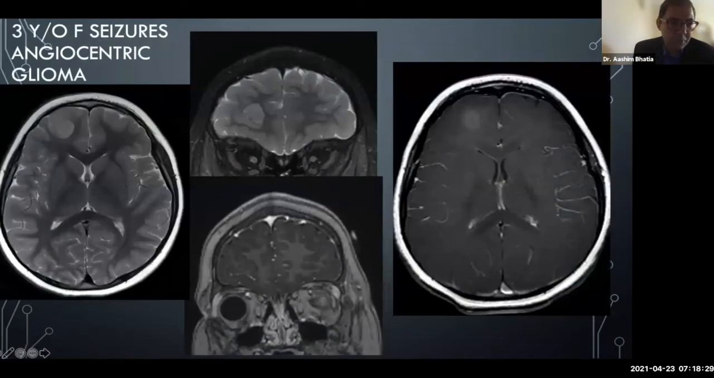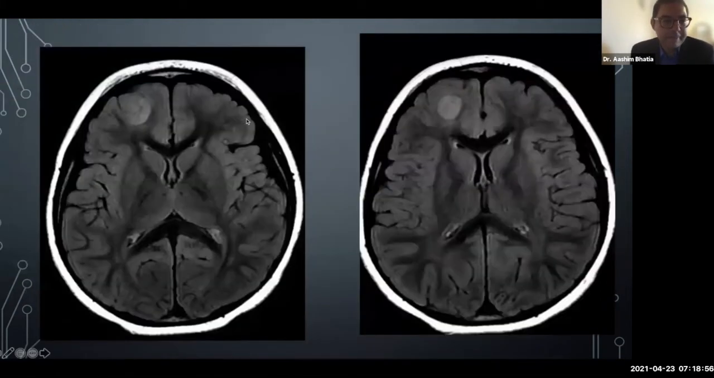Here's a little better example where the borders look well-defined medially, but laterally and anteriorly, they're more ill-defined. So that might be that infiltrative component to the angiocentric glioma. And this patient also presented with seizures. Again, not much enhancement there on the coronal T1, but here there's some enhancement on the axial. And again, kind of an infiltrative appearance to components of the tumor. Again, an infiltrative component to the medial aspect of the tumor.